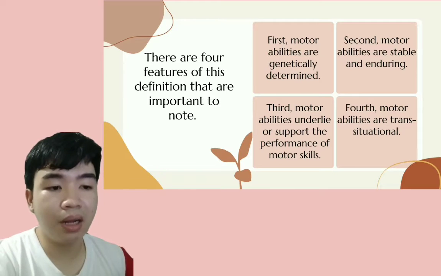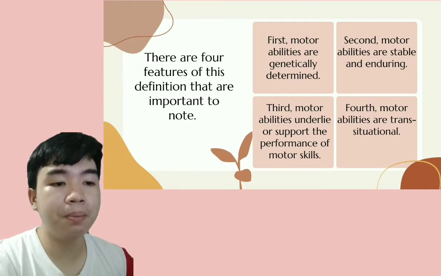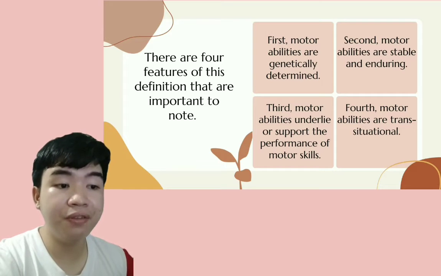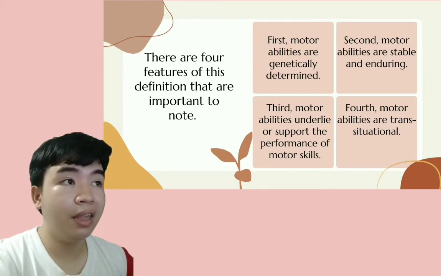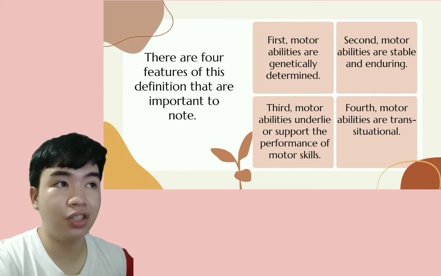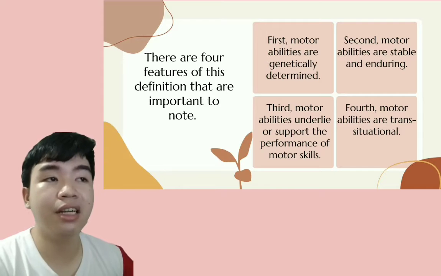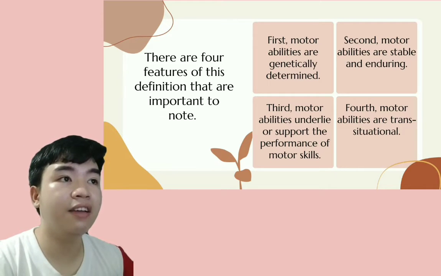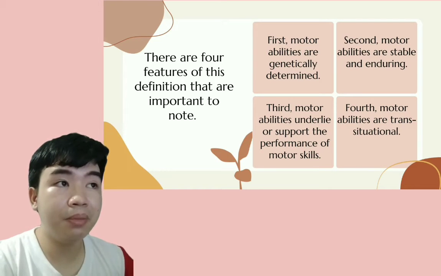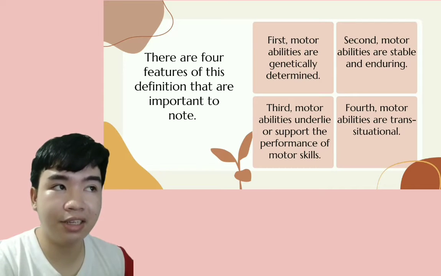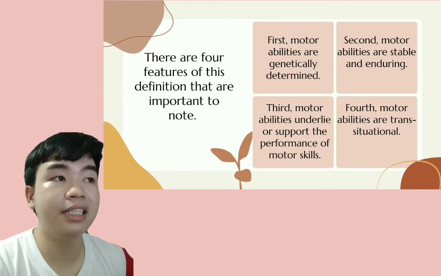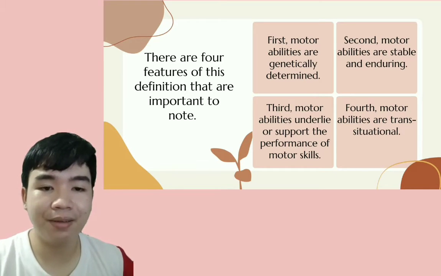So second, motor abilities are stable and enduring. Motor abilities do not change over a period of a person's lifetime and cannot be improved with practice. So they generally remain unchanged but can be developed through experience and maturation. For example, everyone is born with a certain level of strength. Some are naturally stronger than others, but strength can be developed through experience and as you get older.